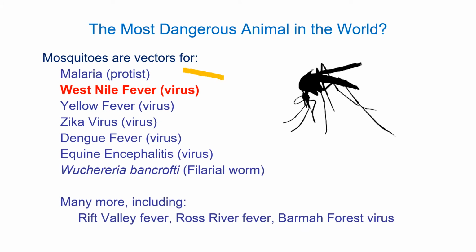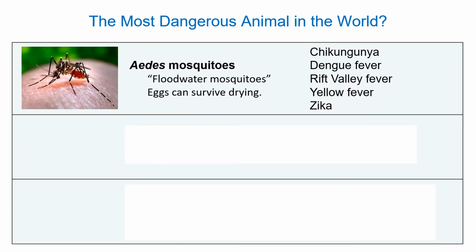You can see we've talked about malaria in this course. We're going to talk about West Nile fever because that is transmitted in Canada. You may be familiar with yellow fever or Zika or dengue fever, but there are many, many diseases transmitted by mosquitoes. There are actually about 3,000 types of mosquitoes on the planet, and maybe 300 will actually infect humans.